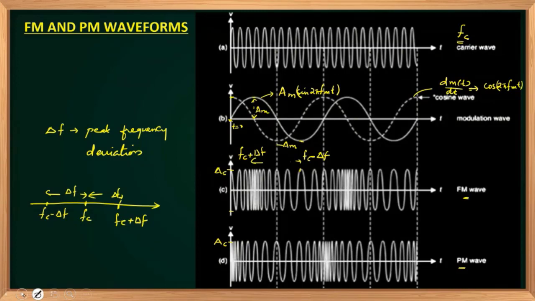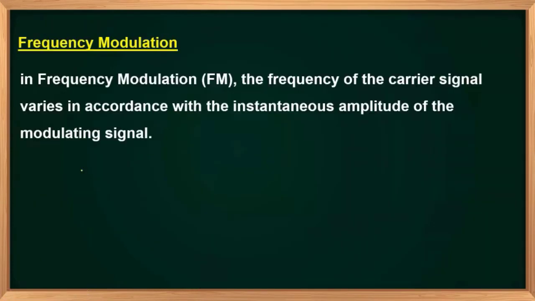Let's move on to the next topic. Now we are going to discuss frequency modulation in detail. In frequency modulation, the basic modulation is the way in which the frequency of the carrier is varied in accordance with the instantaneous amplitude of the modulating signal.